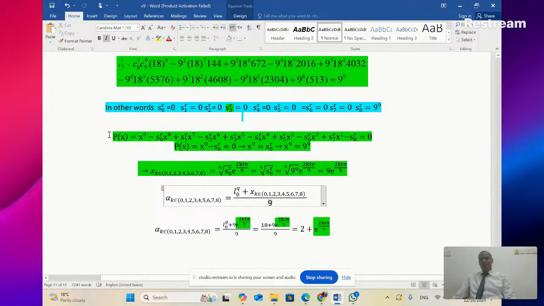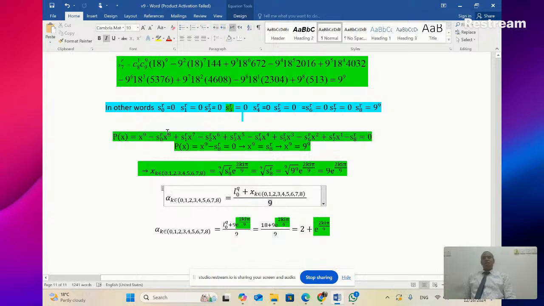Now to summarize, I would like my new 9-dimensional equation written in terms of s subscript k minus 1 equals r, but we calculate it differently. So x^9 minus s0 equals r x^8 plus s1 equals r x^7 minus s2 equals r x^6 plus s3 equals r x^5 minus s4 equals r x^4 plus s5 equals r x^3 minus s6 equals r x^2 plus s7 equals r x minus s8 equal to r.